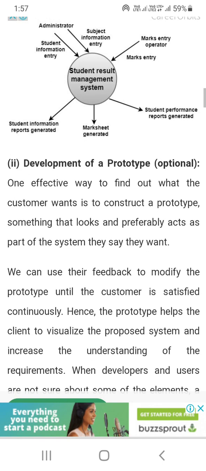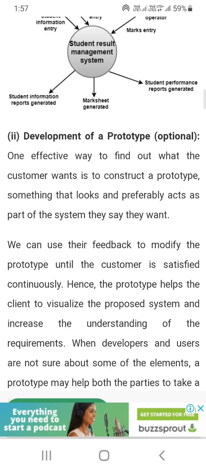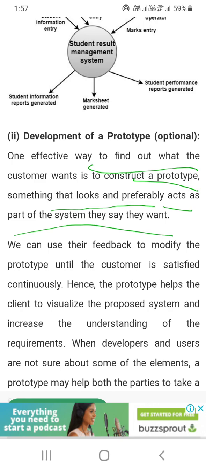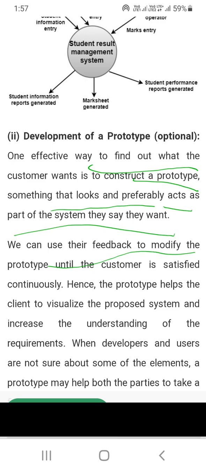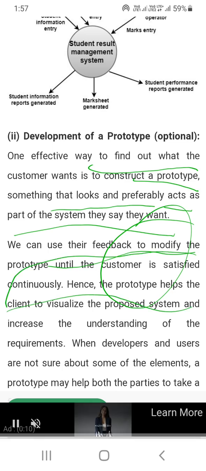Now here see development of prototype. So one effective way to find out what the customer wants is to construct a prototype, something that looks and properly acts as a part of the system. They say what they want, and you can use their feedback to modify the prototype until the customer is satisfied. So you can use the customer feedback to always make your clients satisfied.